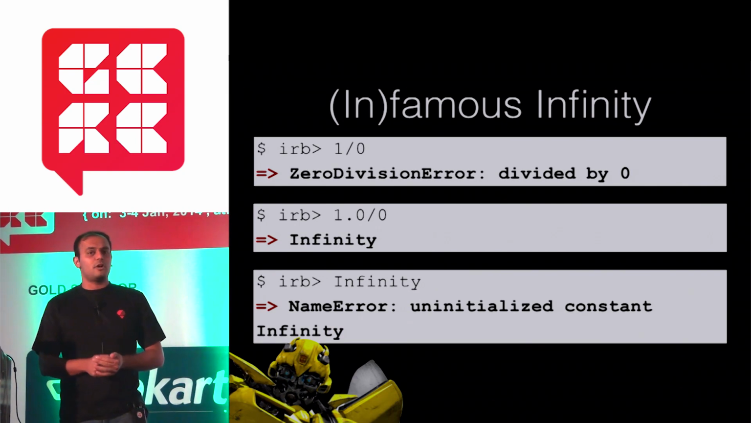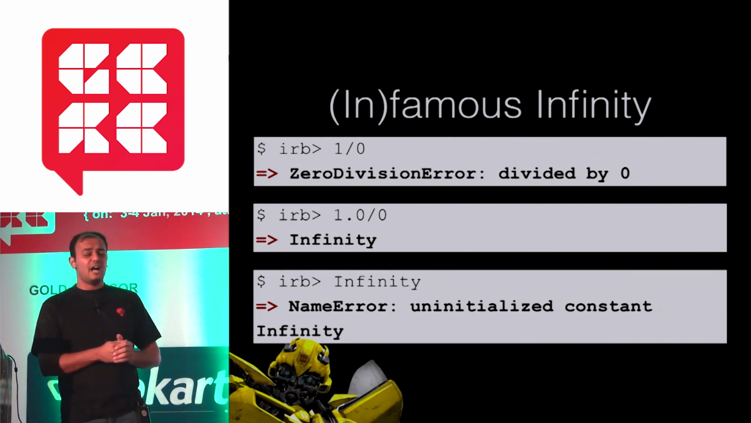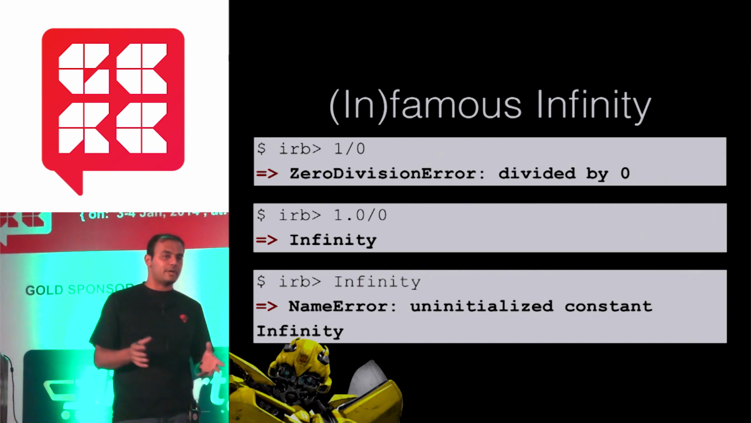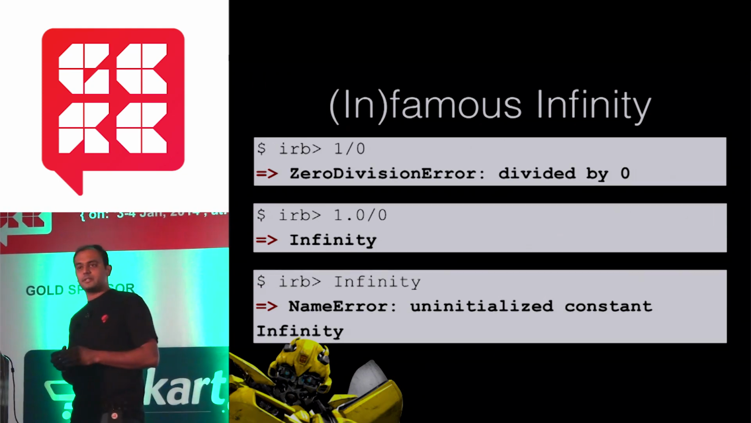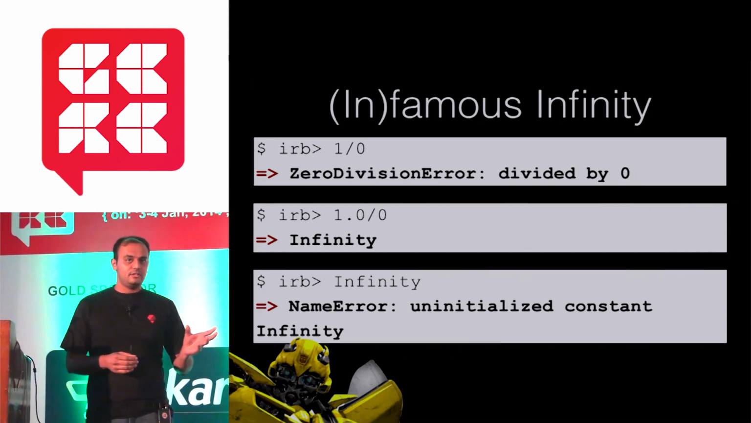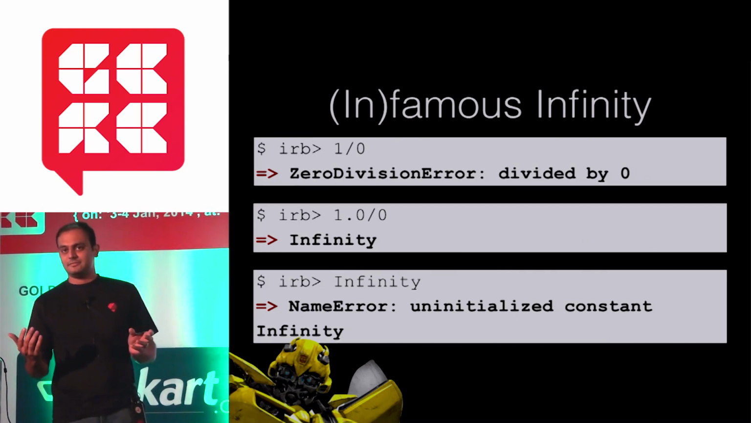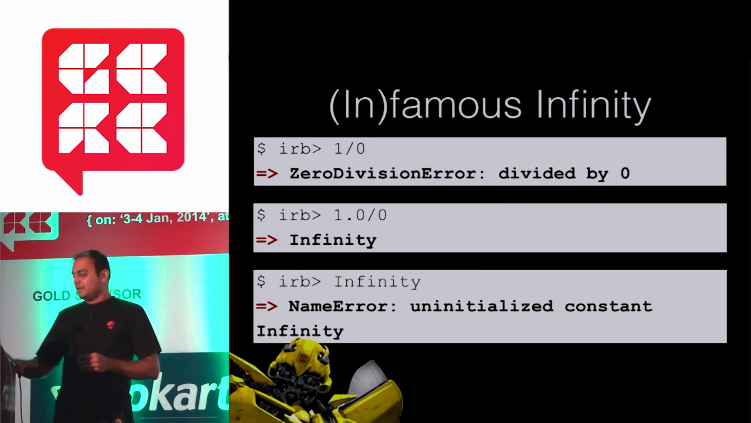So infinity is a constant defined in the Float class. But do you see it there? You don't see it there. I can use this constant for range comparisons. I can use it with equality operators and stuff like that. Imagine 3 equal to infinity. But it works. Oh, well.